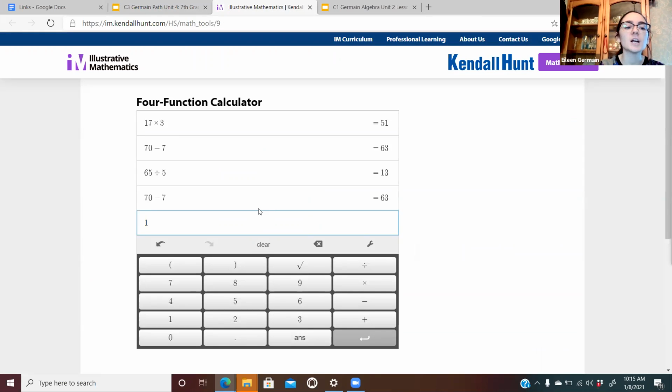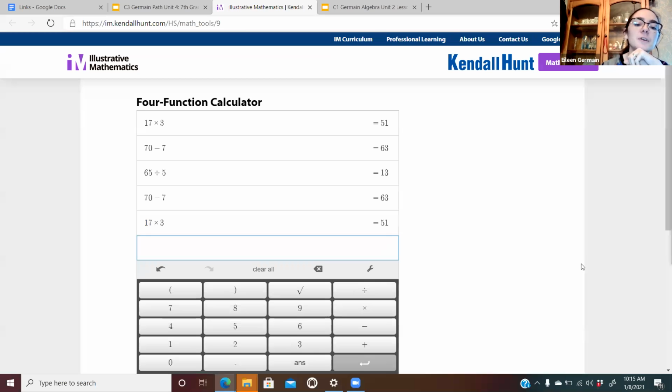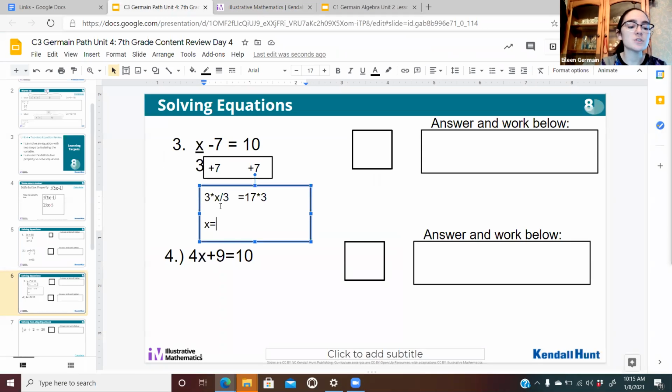Nice job, Jaden. Come to your calculator if you don't know this, which a lot of people probably don't. 17 times 3, nice job, Avery, Jaden, and Sawyer, is going to get me 51. So if I come back here, I'm going to say x is equal to 51.